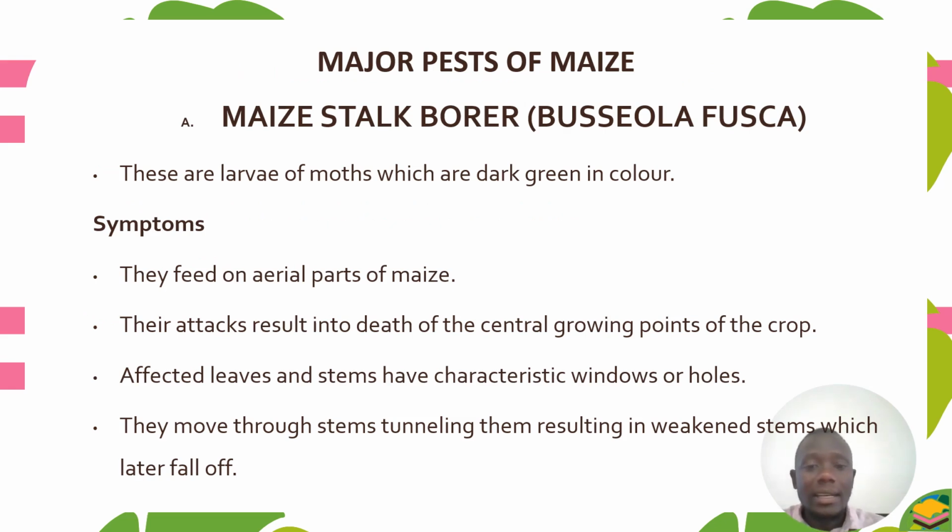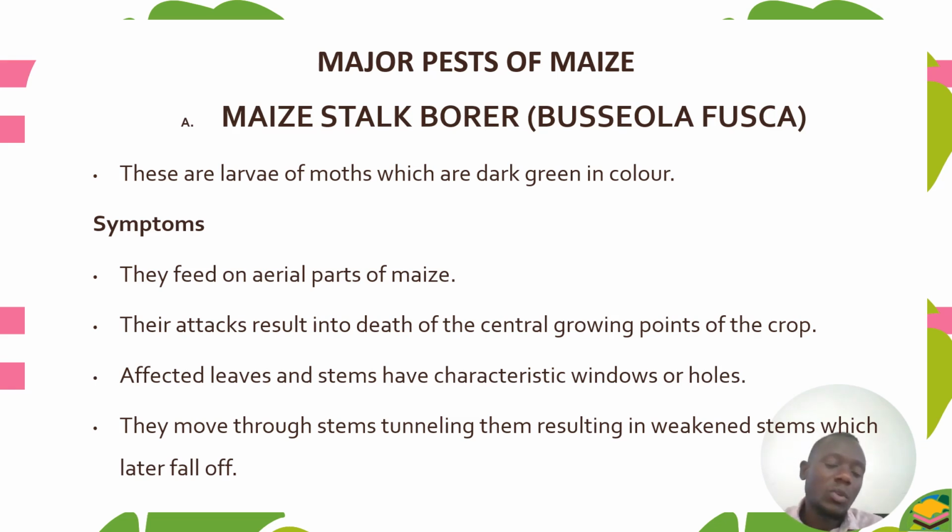So let's look now at major pests of maize. We're done with major pests of groundnuts, and now let's go to major pests of maize. The first one is the maize stalk borer. When we talk of the maize stalk borer, it is the larva of moths, which is dark green in color. That's how we can know that this is the maize stalk borer.